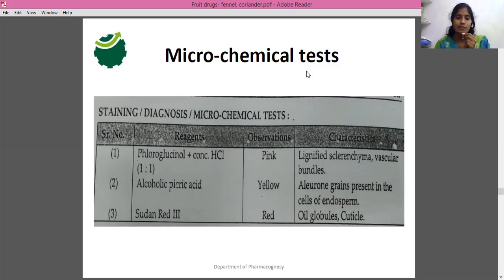In the same way, when the crude drug powder or the section is treated with alcoholic citric acid solution, all the aleurone grains present in the powder and also the crude drug will turn yellow. Next, Sudan red solution is for oil globules. It is mainly for fixed oil globules and also for the cuticle. So when this powder or crude drug is stained with the Sudan red solution, all the oil globules and cuticle will turn red.